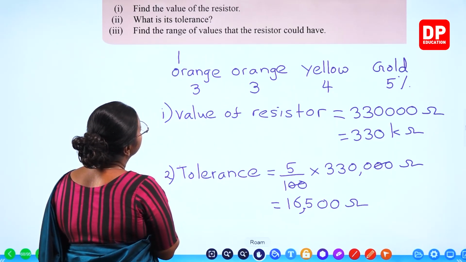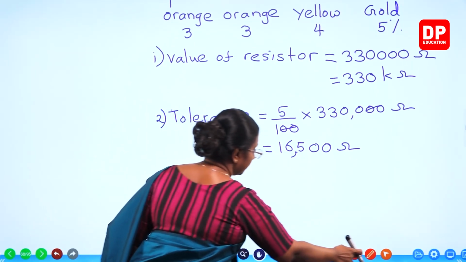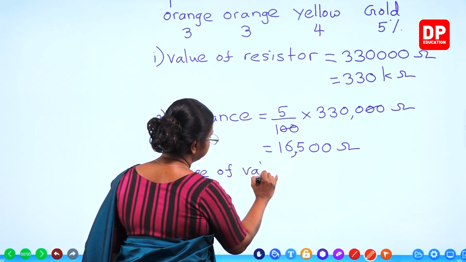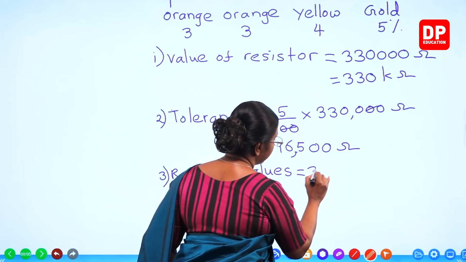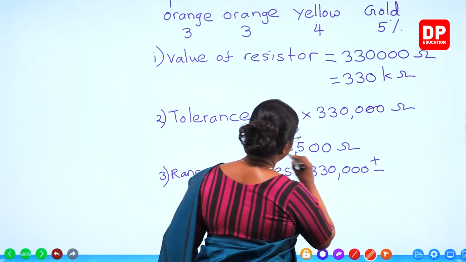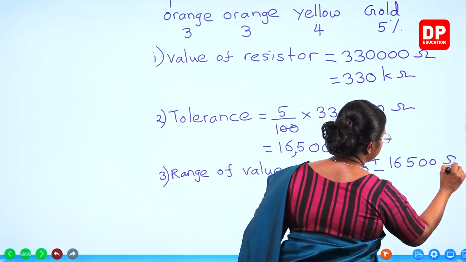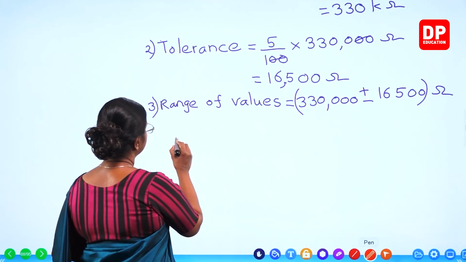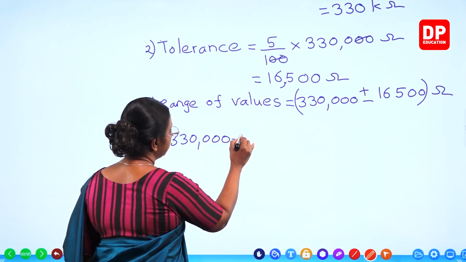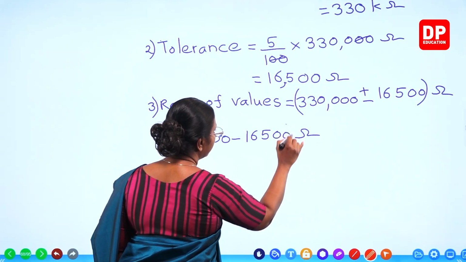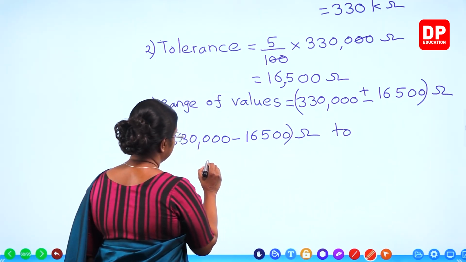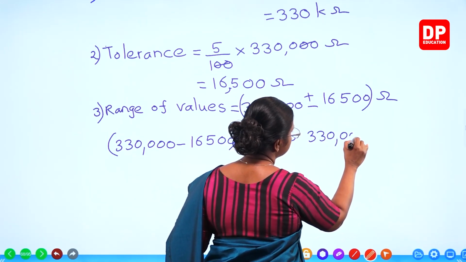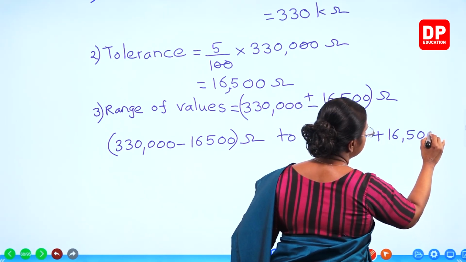Then find the range of values that the resistor could have. That is the third one. Range of values. How do we find that? 330,000 plus or minus 16,500 ohms. So that is going to be 330,000 minus 16,500 ohms to 330,000 plus 16,500 ohms.